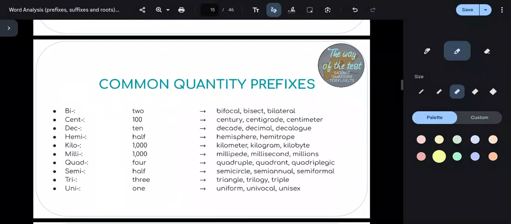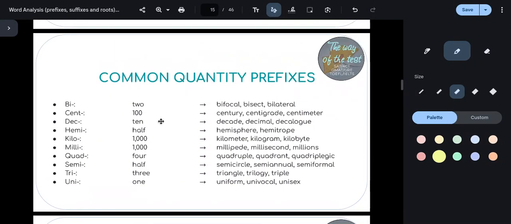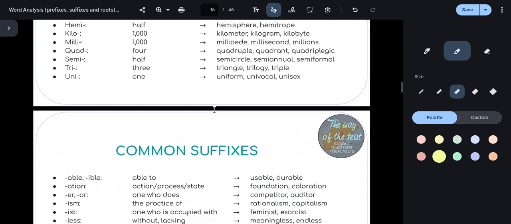Okay, and finally we have the common quantity prefixes. Another thing that I haven't put here is that a lot of these prefixes come from Latin. We have prefixes that come from Latin, we have prefixes that come from Greek, but the majority of them come from Latin. So if you speak any other Romance language, any European language, you're probably going to find that the words in that other language that you speak are pretty similar, or at least use the same prefixes.